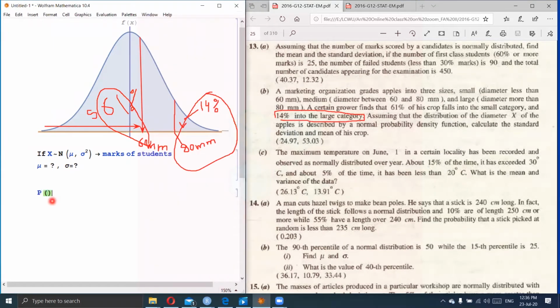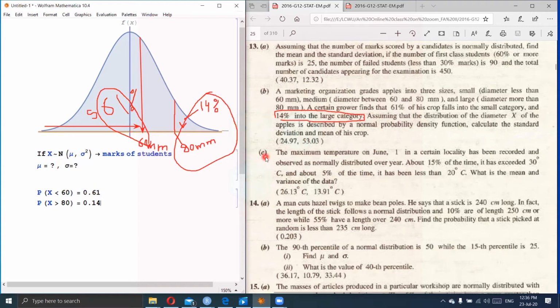We can write it as probability X less than 60 is equal to 61%, 0.61, and the other equation is probability X greater than 80 is 14%, 0.14. So by using these two equations we can solve mu and sigma.